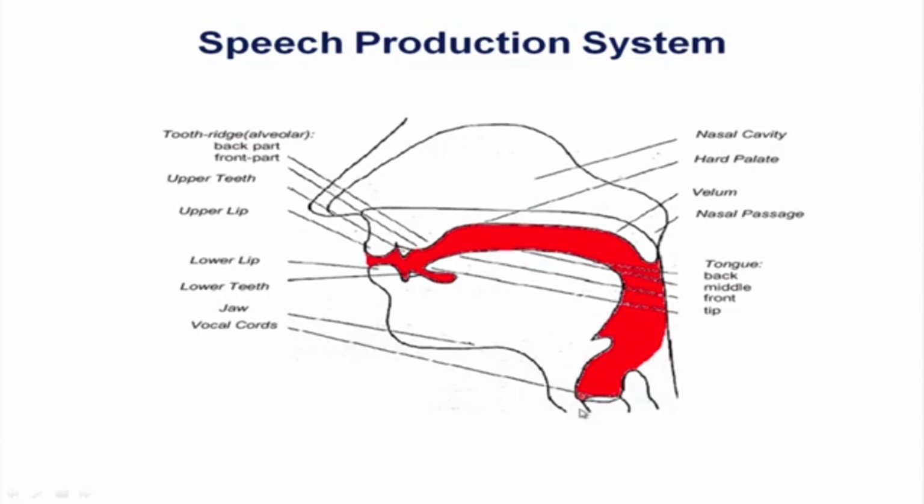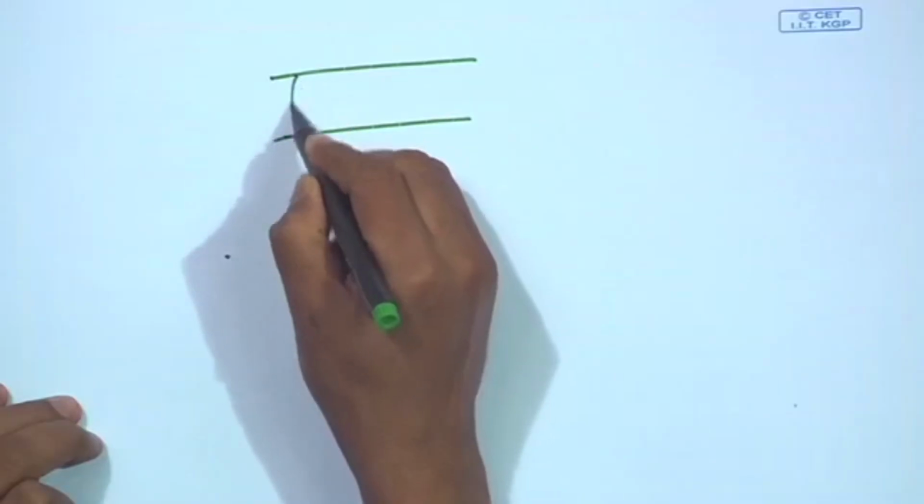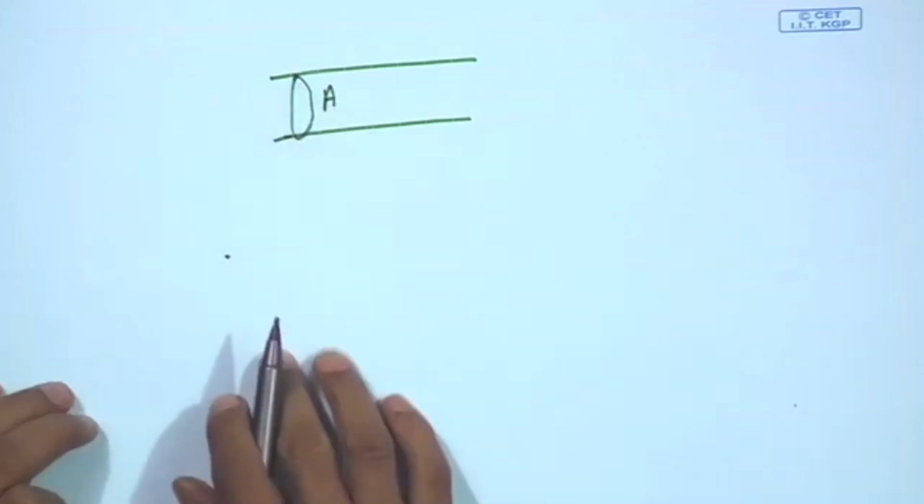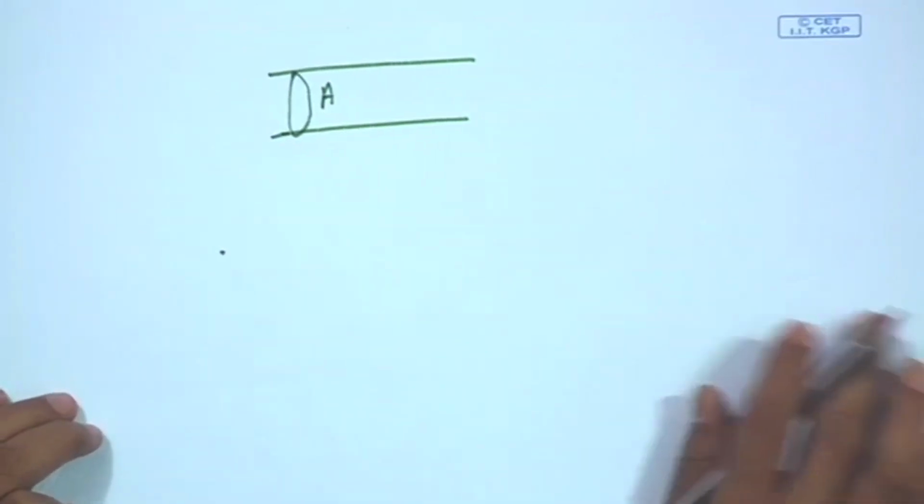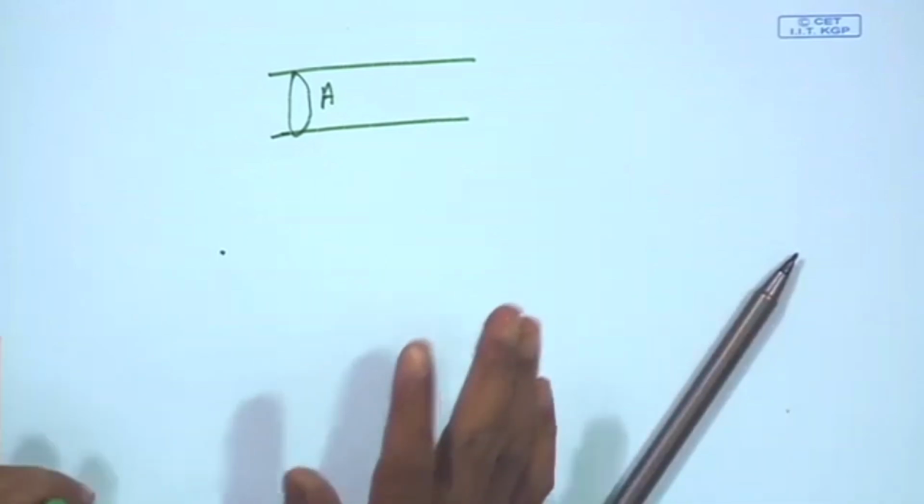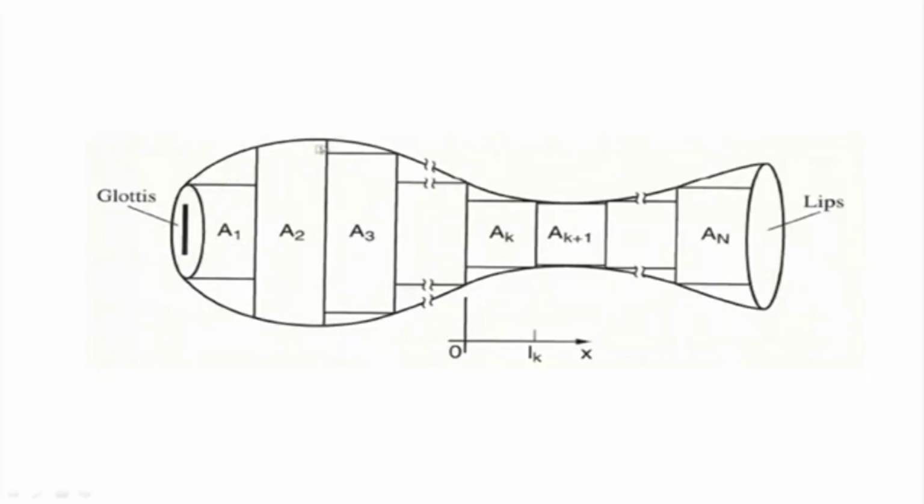So, instead of a single uniform tube with a fixed cross sectional area A, which we have done, now we want to make the model with multiple tubes of different cross sectional area connected to each other. So, let us say this is the glottis and this is the lips, this is the structure of my vocal tract. Now, I can say the whole vocal tract, instead of being modeled by a single uniform tube, can be modeled as a multiple number of uniform tubes connected with each other.